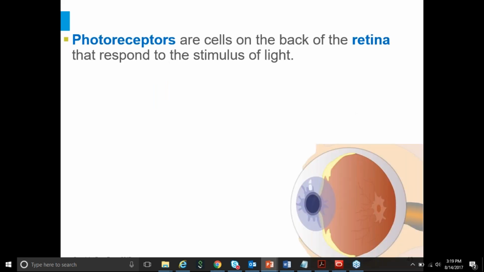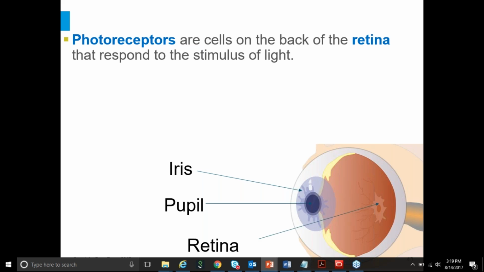Now as for the eyes, light enters the eye through the pupil as the iris, which is the colored part of the eye, contracts or opens the pupil to control the amount of light that gets in. The cornea and the lens focus the light so that it lands on the retina on the back of the eyeball.